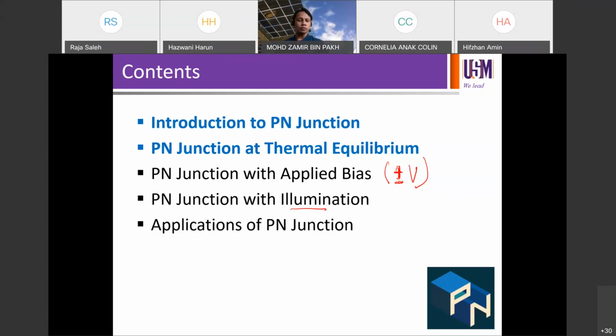also by doping, right? So we're going to look into the very same thing, but in a PN junction setting instead of in P-type only or N-type only, right? And eventually we're going to look into applications of PN junction briefly before we start going into semiconductor devices in the second half.